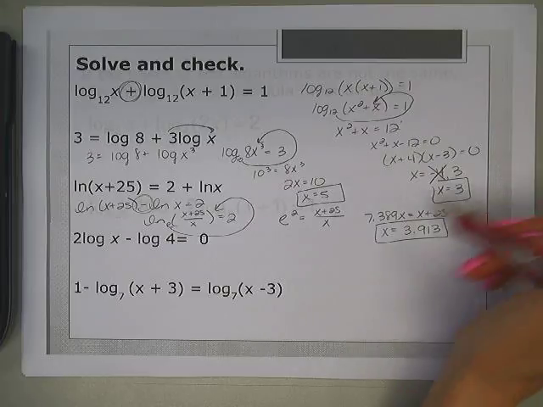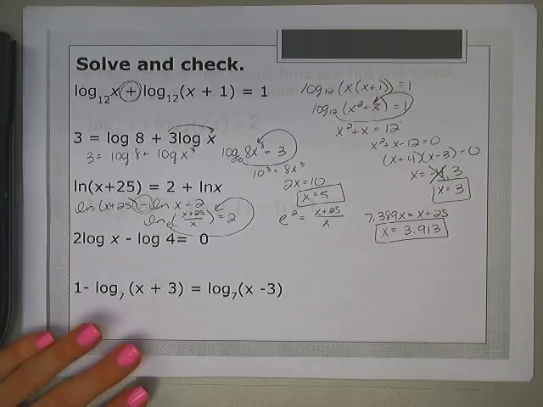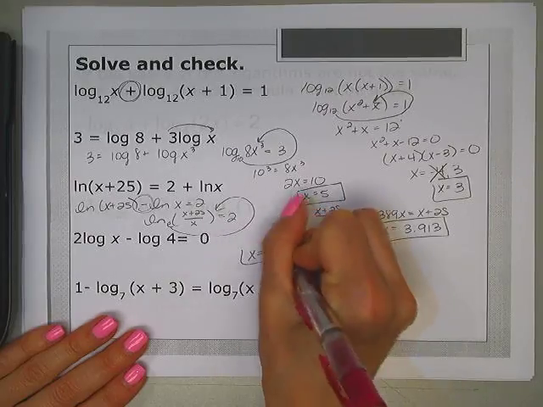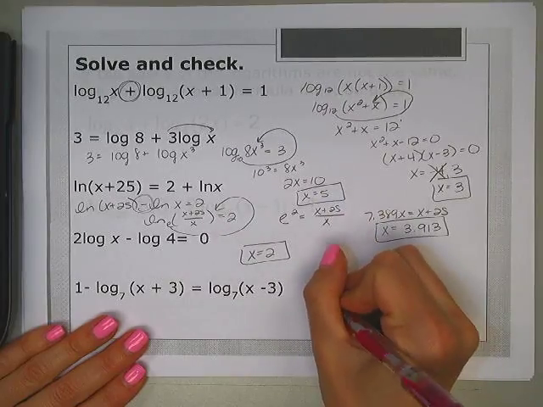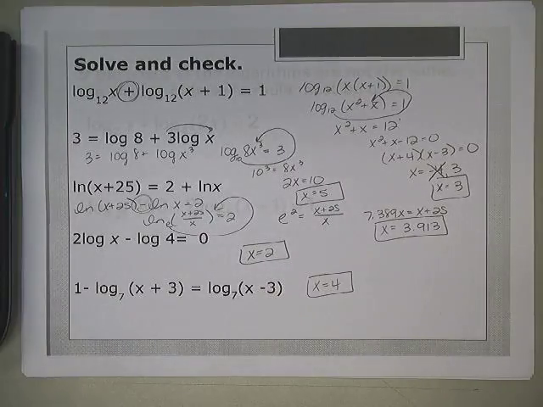7.389x equals x plus 25. Let's subtract x. 25 divided by my answer comes out to be approximately 3.913. Again, round to 3 decimal places. That's AP standard.